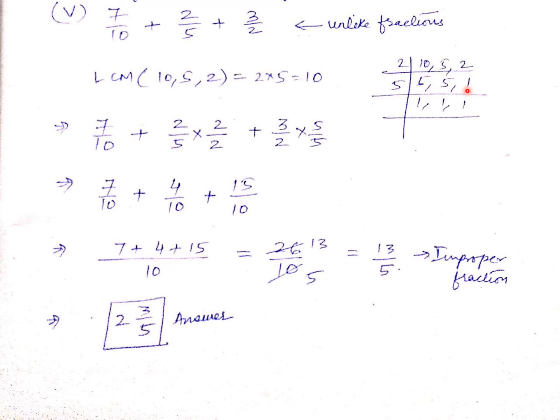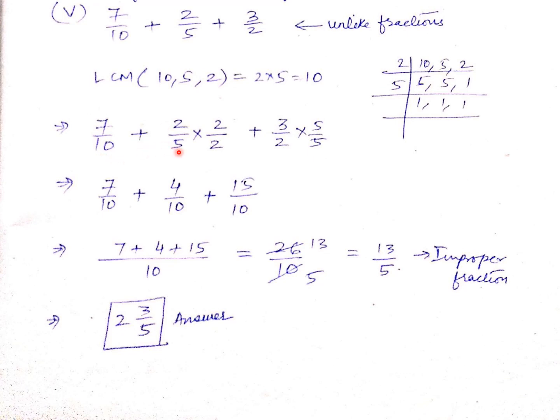2 ones are 2. Then I've taken 5, 5 ones are 5, and 1 as it is. So you may say 2 5s are 10, which is the LCM of these three numbers. Okay. Now see, first number 7 upon 10. Already this is 10, so no need to multiply anything over here. So we'll leave it as it is. Plus we have 2 upon 5.